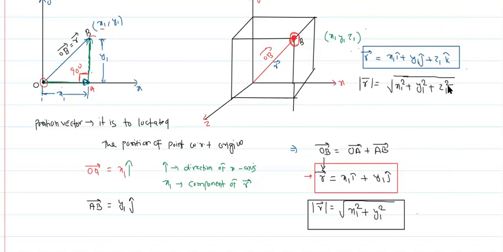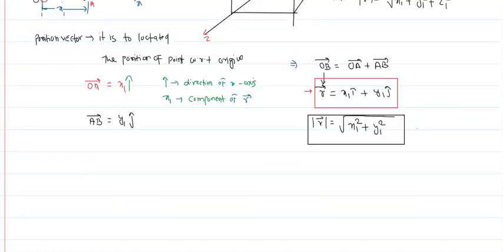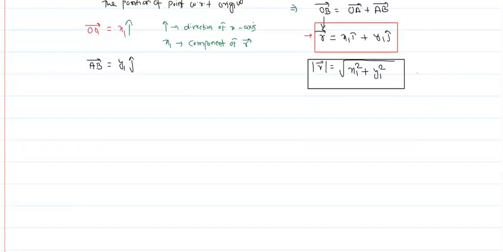Now, when I started this lecture, I told you one thing. What is the unit vector? A unit vector has magnitude equal to 1. It is used to show the direction of a vector.